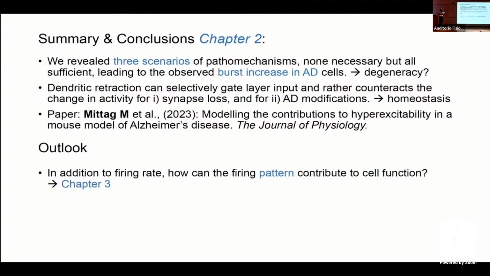and finally we get to the third chapter. So far we have looked at the firing of the cells. Now we also look at the temporal pattern of this firing, not just the firing rate.